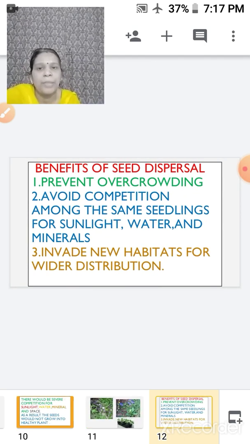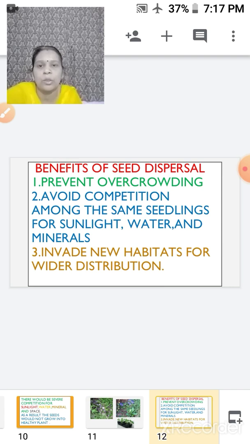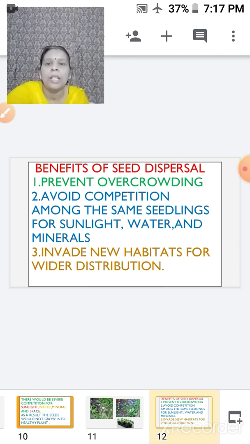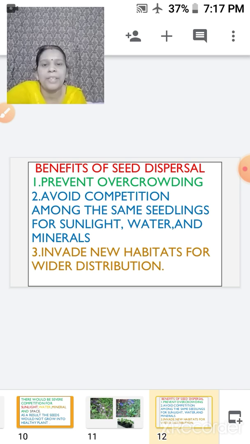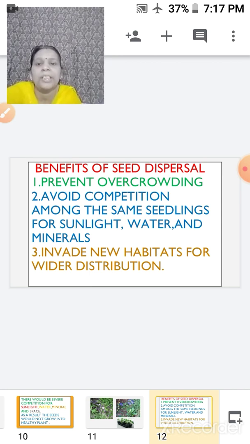So, there are some benefits of seed dispersal. First, it prevents overcrowding. That means all the plants will not grow within the same place, competing among themselves for sunlight, water and minerals. They will avoid competition, and there will be no fight among the seeds for their growth. Then they will invade a new habitat for wider distribution. That means the seeds will be distributed to different places over a wider area.